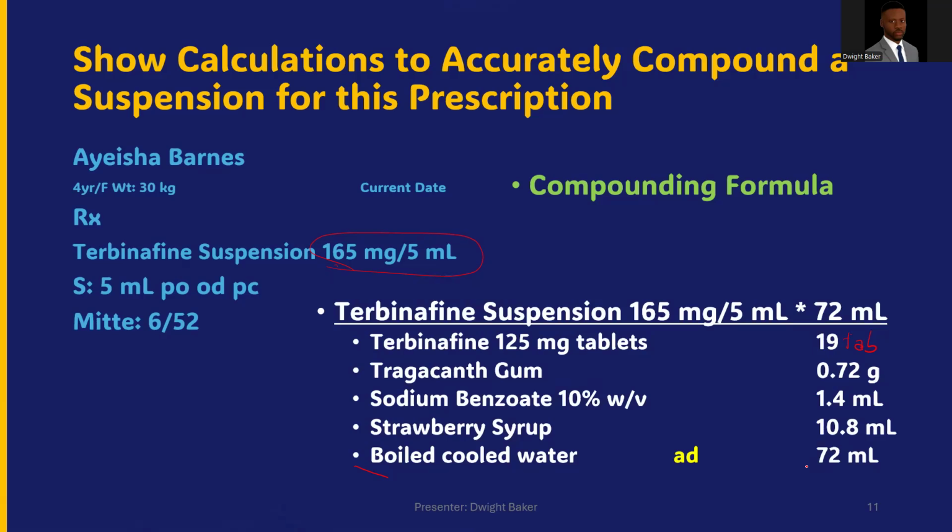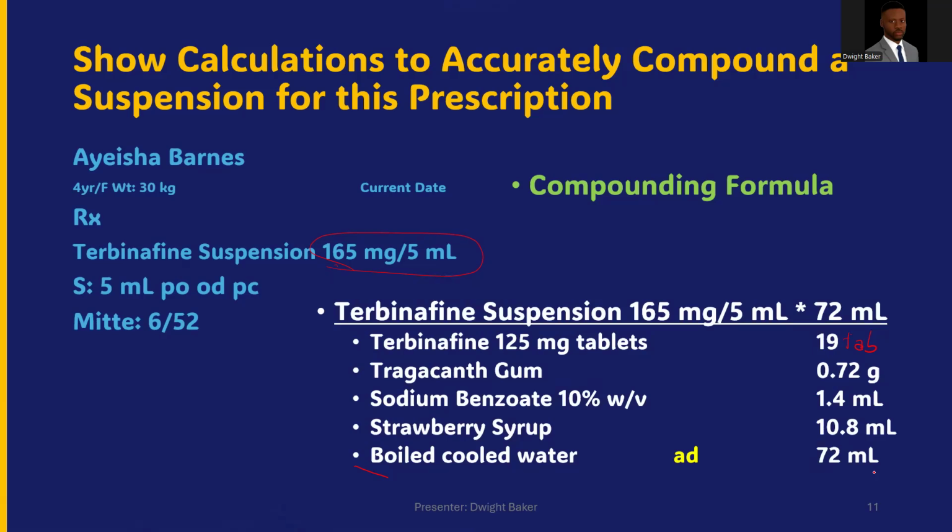We're going to transfer all of that, rinse the mortar with some water, add that to the bottle, and then we're going to make up with boiled cooled water until it reaches 72 mL. You have just compounded a suspension with a concentration of 165 milligram per 5 mL that contains terbinafine. You can now say to the patient, take 5 mL by mouth once a day after meals for 14 days.